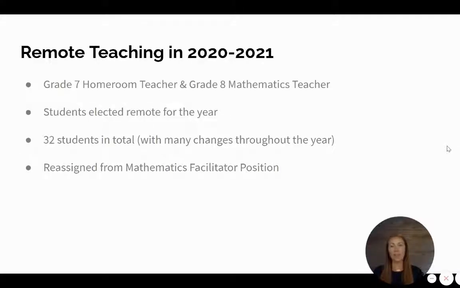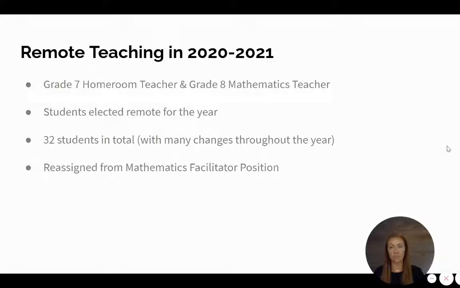So to begin, with remote teaching in 2020-2021, I was a grade 7 homeroom teacher where I had the opportunity to teach my grade 7s almost every subject area. As well, I was blessed with being able to teach the grade 8s their math as well. The students that I had in my classroom were those who had elected for remote learning for the entirety of the school year and were registered in our new online school. I had about 32 students in total, with some changes throughout the year, so never below 30 students and never really above 35 students.